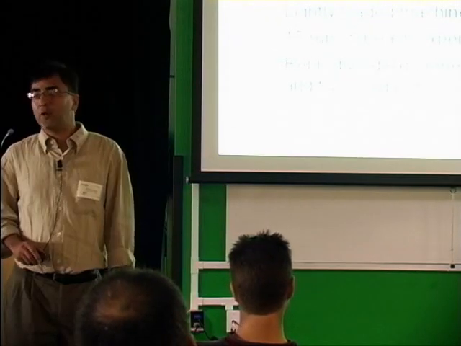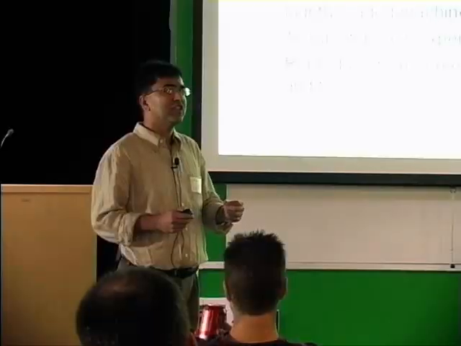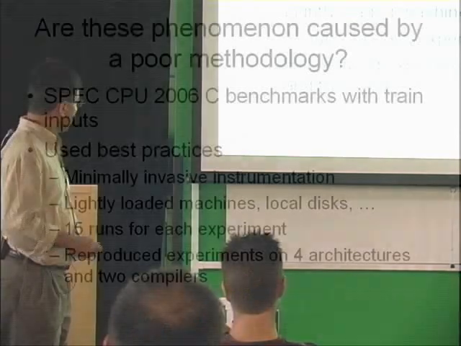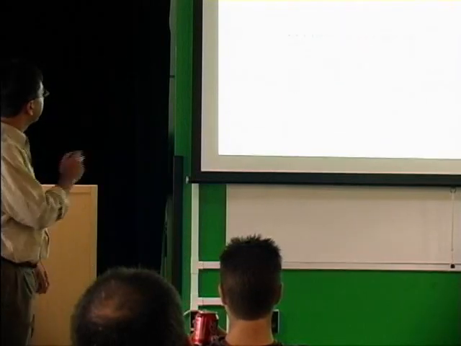We did 15 runs for each experiment. So even though I haven't shown it on the graphs earlier, actually I have shown it, but you might have missed it. We computed confidence intervals for every run. So we have 15 runs for each experiment, and the confidence intervals are very, very tight. And the reason why you haven't noticed is that the error bars are so tight that they're almost invisible. And we reproduced these experiments on 4 different architectures and 2 compilers. So we conclude that we actually followed as good a practice as one could follow.